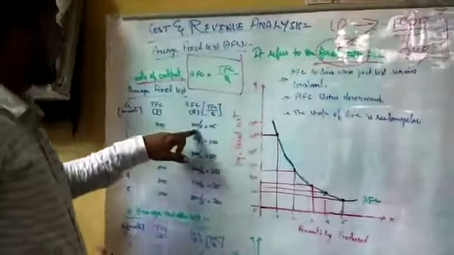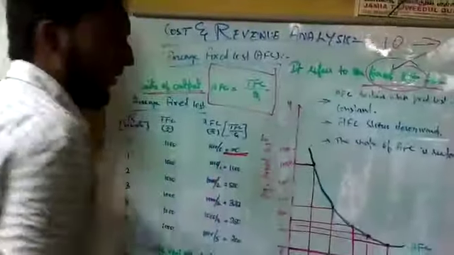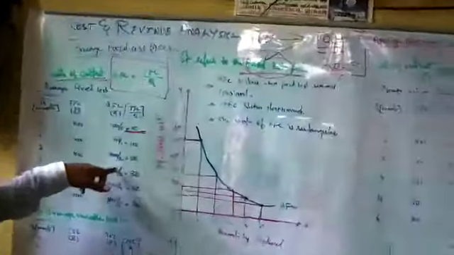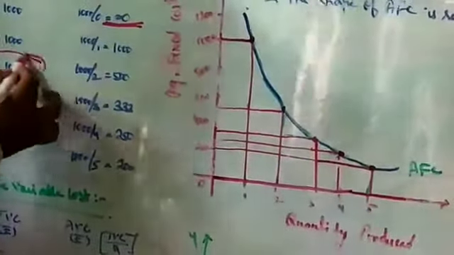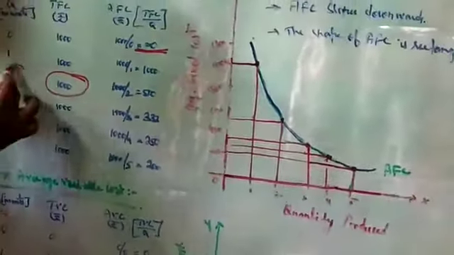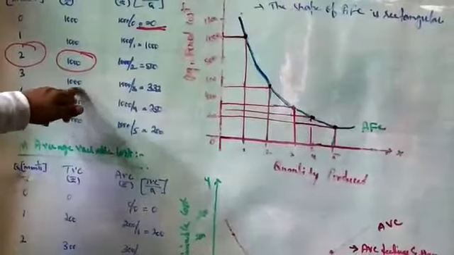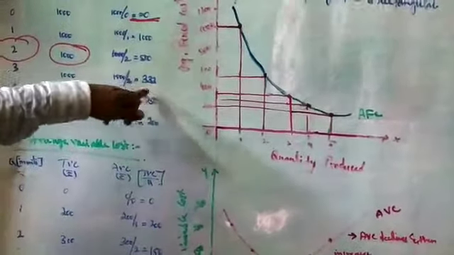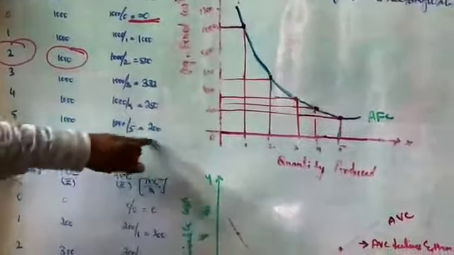So this divided by this, you will get the answer. When you divide 1000 by 0, you will get a nil answer, the infinite answer, that is the sign of infinity. Now 1000 divided by 1 is 1000, 1000 divided by 2 is 500. Here 1000 is your TFC, total fixed cost, and 2 is your quantity, so you get 500. Then 1000 divided by 3 gives 333, 1000 divided by 4 gives 250, and 1000 divided by 5 gives 200.